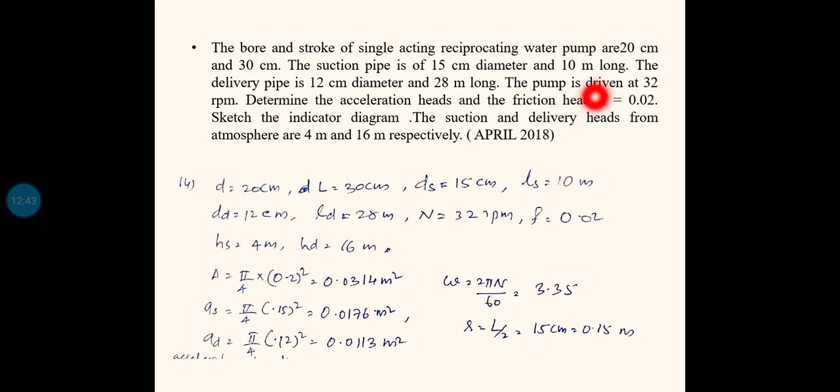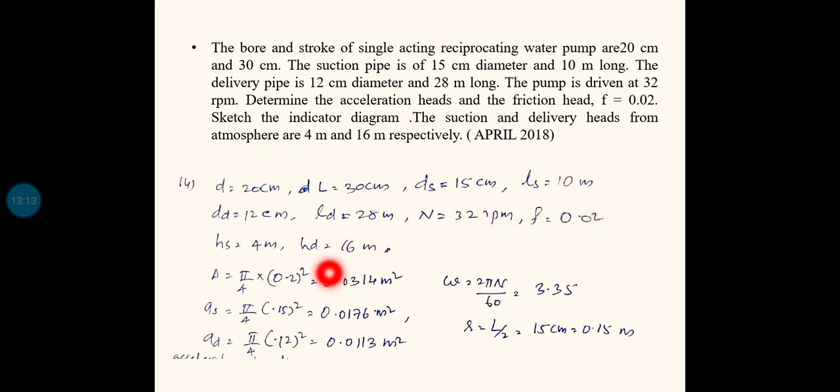The pump is driven at 32 rpm, that is N. Determine the acceleration head and the frictional head. f is equal to 0.02 is given. Sketch the indicator diagram. So we have to calculate both the acceleration head and the frictional head, and we have to draw the indicator diagram. The suction and delivery heads from the atmosphere are 4 meter and 16 meter respectively. That is, H_s and H_d are given directly: H_s is 4 meter and H_d is 16 meter.